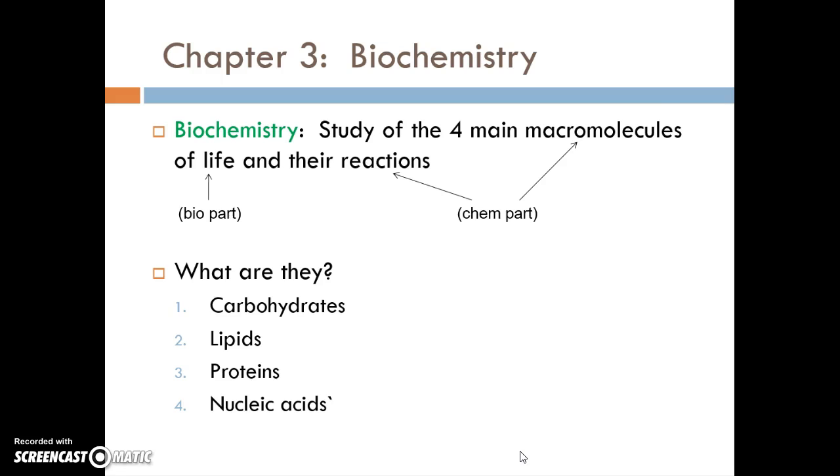Carbs, what they do for our body. Lipids, how we use them. Proteins, what are they? How do we bring them in? And how do we make them? Why are they so important? And then nucleic acids, and they fall under 2 groups, DNA and RNA. And why are they so important as well?